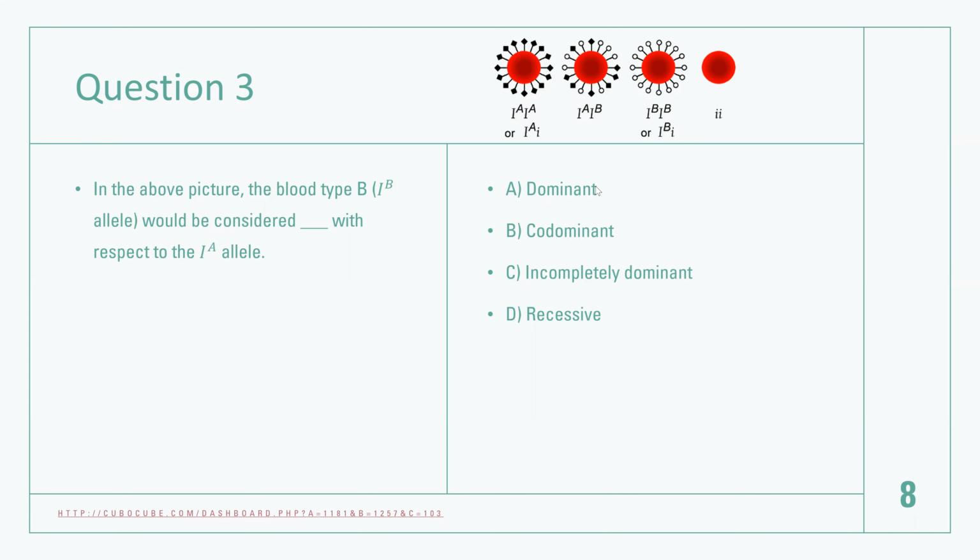And obviously, dominant would be either the A blood type or the B blood type over the O blood type. And recessive would just be the O blood type, which is why you have the little letters and the big letters for the O blood type and the A and B blood type, respectively.